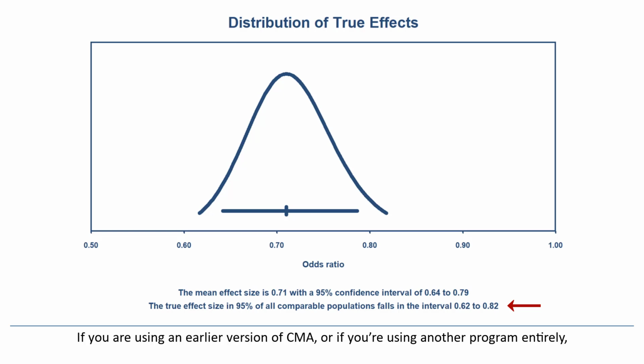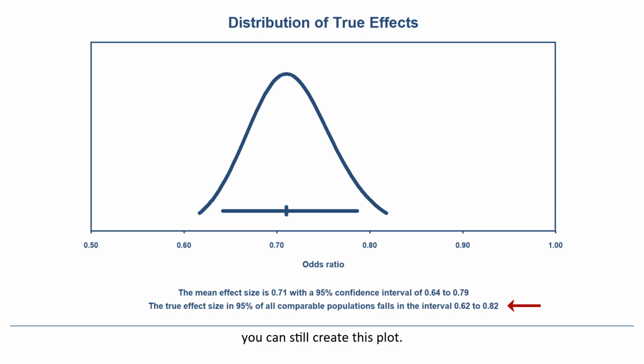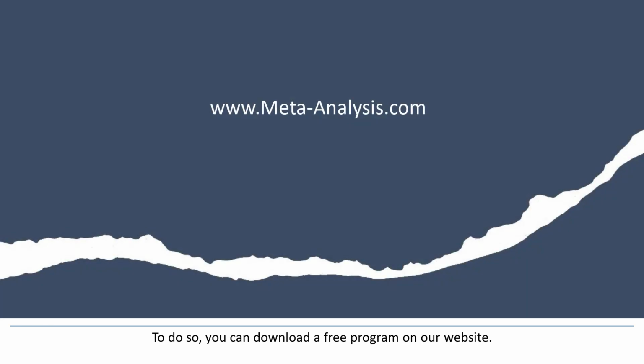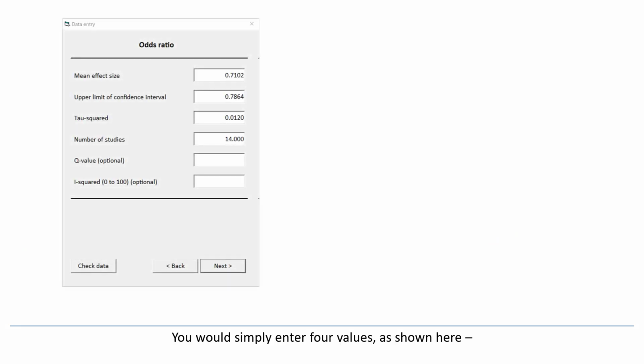If you're using an earlier version of CMA, or if you're using another program entirely, you can still create this plot. To do so, you can download a free program on our website. You would simply enter four values as shown here: the mean effect size, the upper limit of the confidence interval, tau squared, and the number of studies. And then click Next to create the plot.